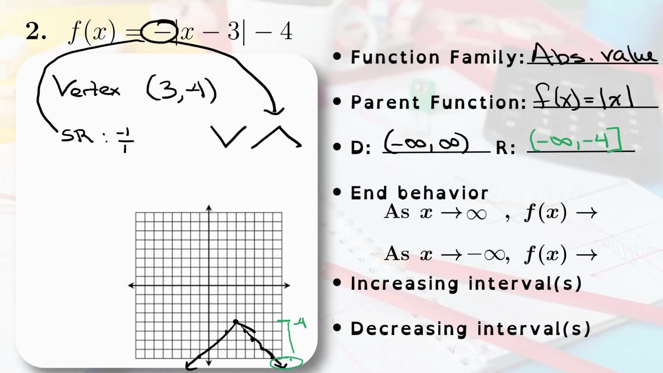When I look at what's happening as I go to the right, which is +infinity, as I go to the right, I'm going down, so that means -infinity. As I go to the left, which is -infinity, I'm going down, so -infinity for that one as well.